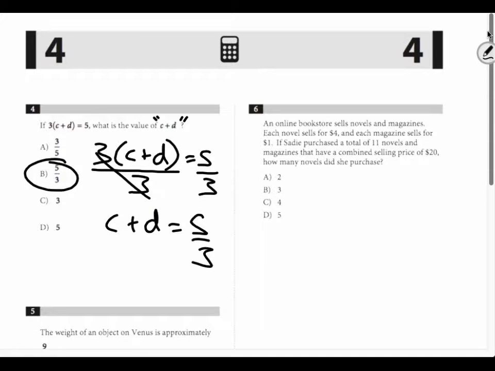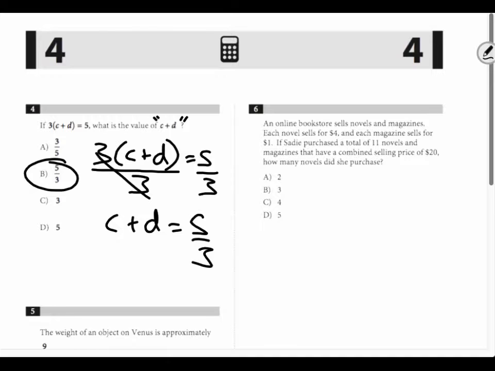For problem number 6, it says, an online bookstore sells novels and magazines. Each novel sells for $4 and each magazine sells for $1. She bought 11 novels and magazines that would have a combined selling price of $20. How many novels and magazines did she purchase?